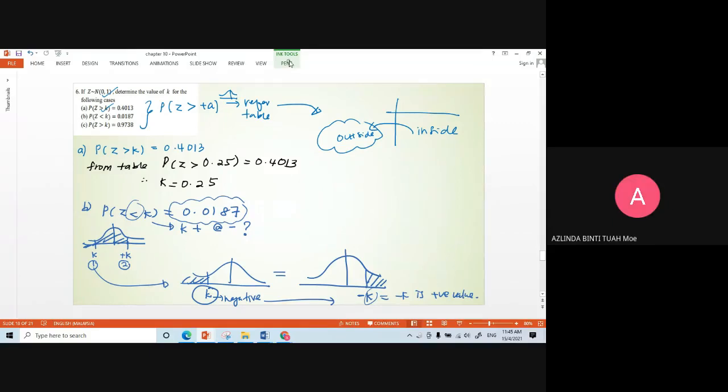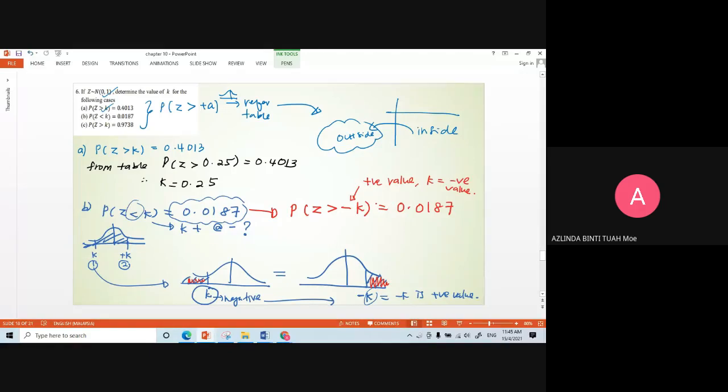Okay. So sekarang bentuk penulisan dia macam mana? Dia akan jadi P(Z yang sudah kita reflect greater than negative K) is equal to 0.0187. Area dia sama besar. Sini 0.0187. Yang sebelah kanan ni pun 0.0187. Area sama. Okay. Yang negative K ni adalah positive value, sebab the K itself is negative value.